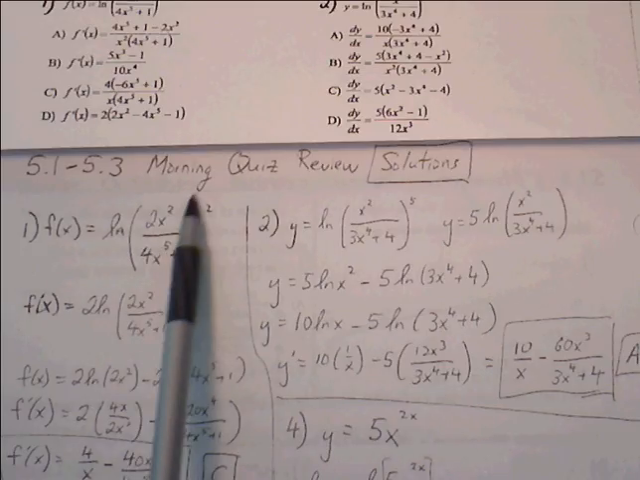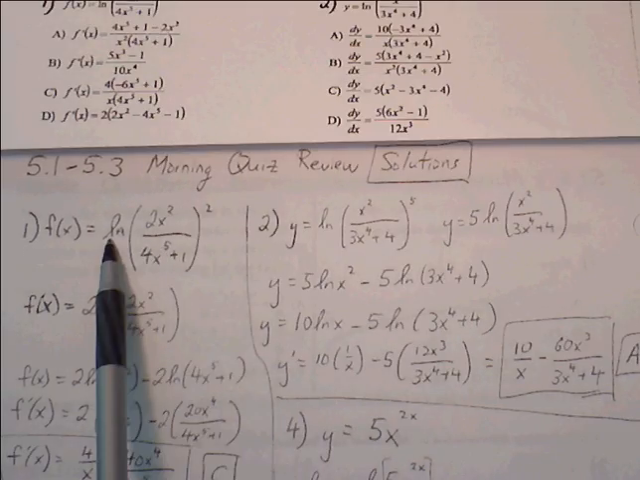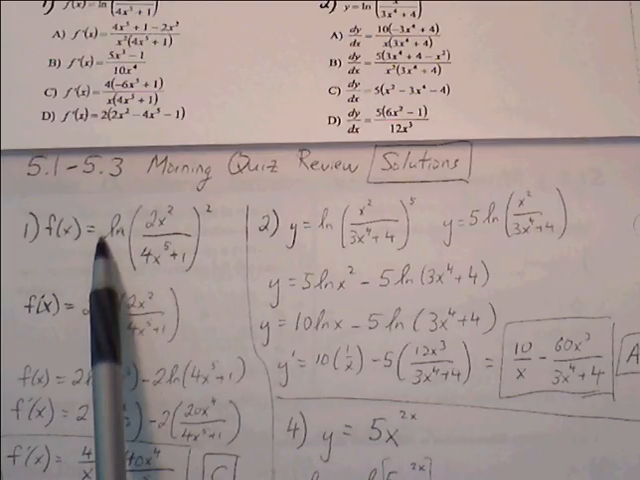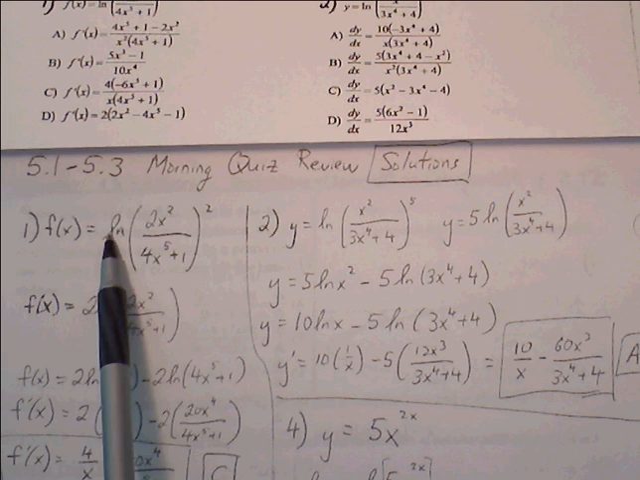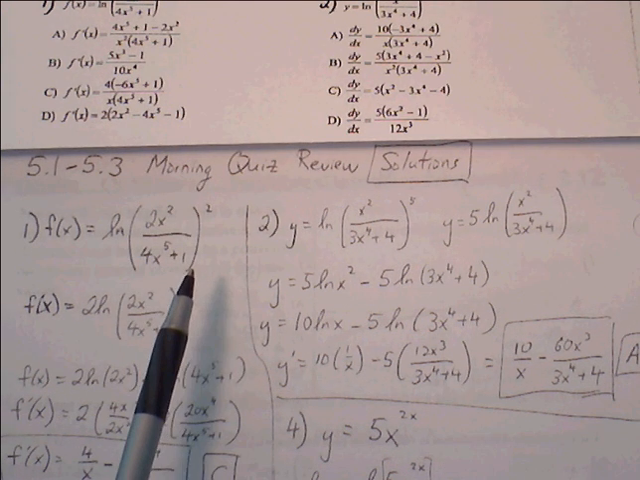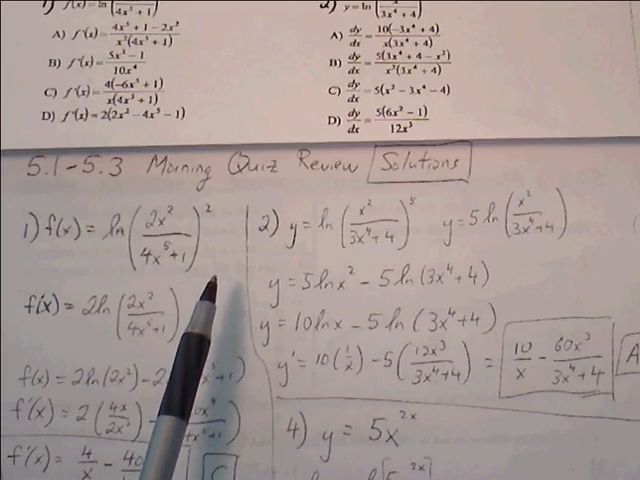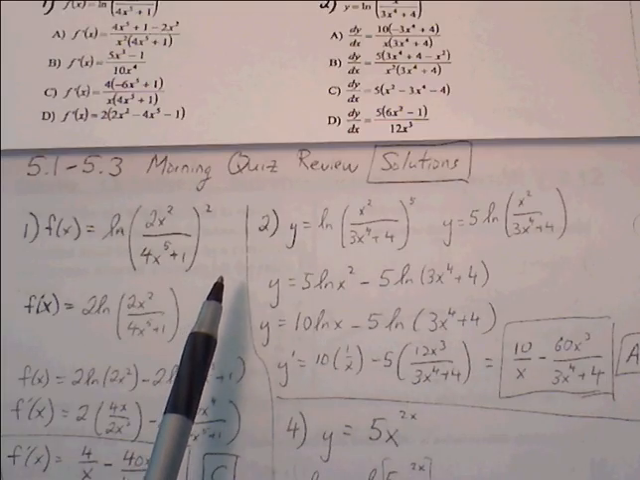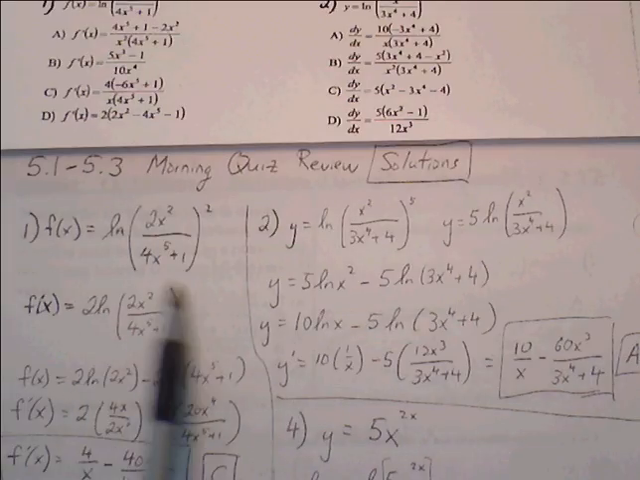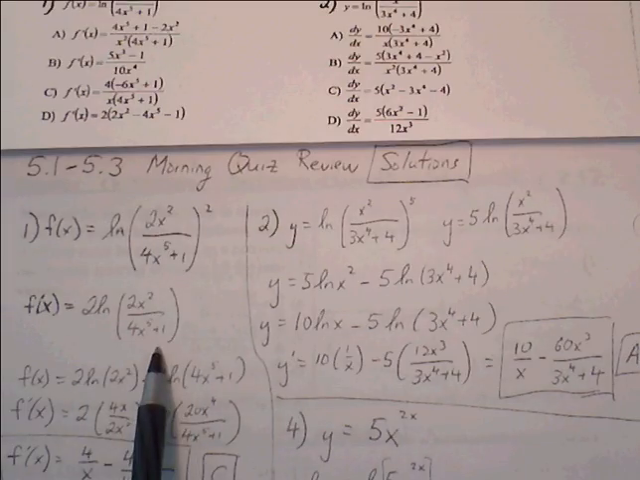Property here we can use is power property. We know that ln of a to the n, any exponent we can bring down in front. This is nothing to do with derivatives. We're just using properties of natural log and log functions that's available to us. So we can bring the 2 down in front. So 2 ln of 2x squared over 4x to the 5th plus 1.